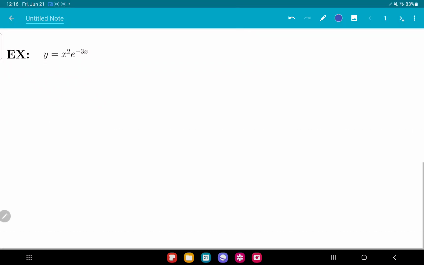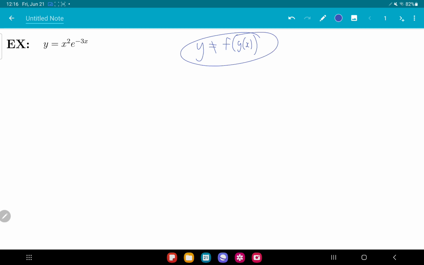Next example. Now, I see an inside function, which is minus 3x. But you can try. I don't think y is going to equal in an obvious way a function inside a function. So I cannot start with chain rule here, as far as I can tell, because I cannot write y this way. So what do I see instead?